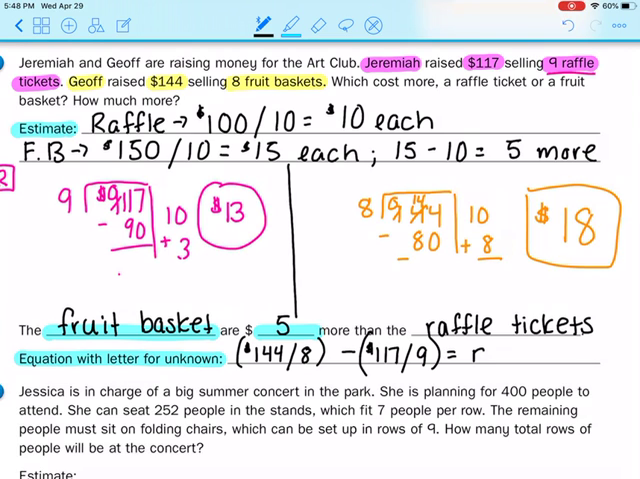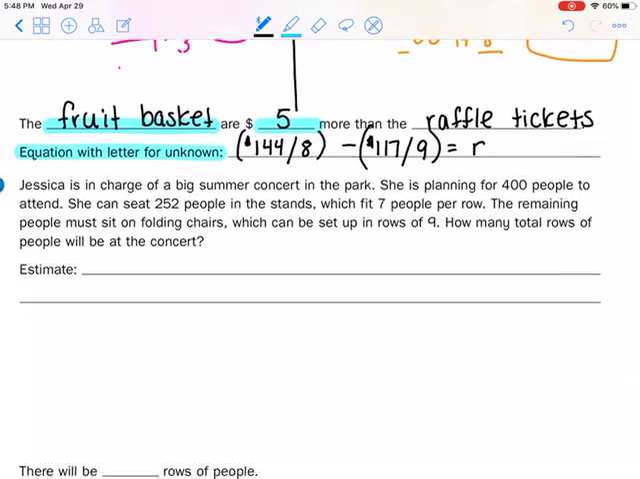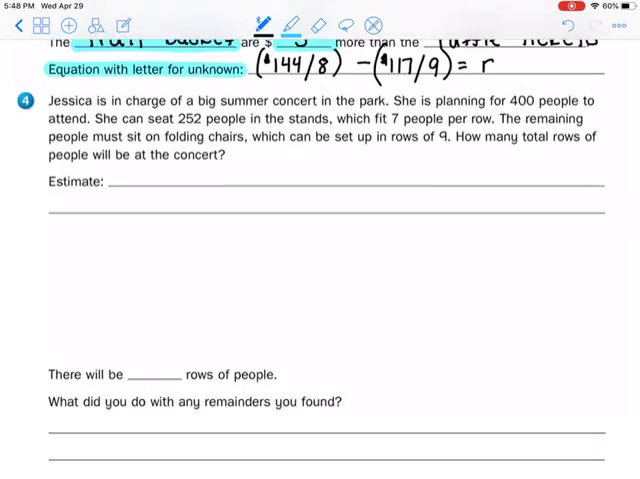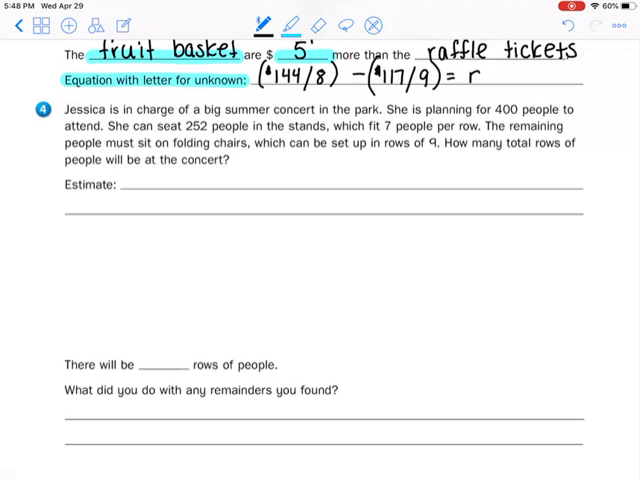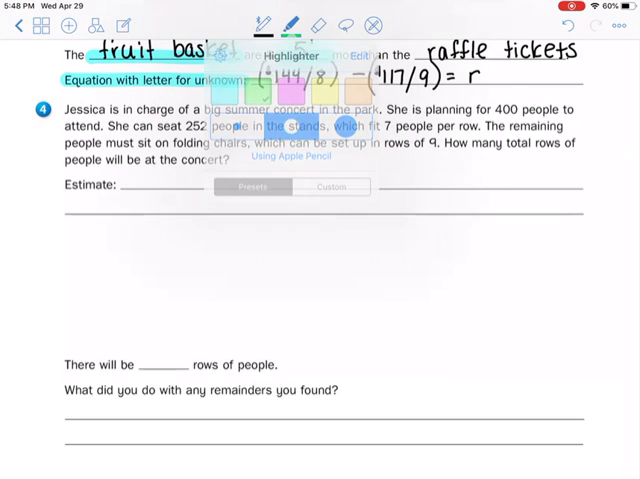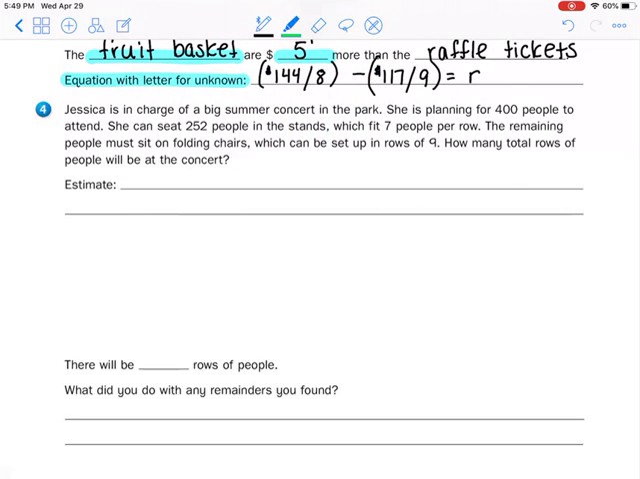Okay, we're done with problem 3. Last but not least, problem 4. So Jessica, oh, that's my sister's name. Jessica is in charge of a big summer concert in the park. She is planning for 400 people to attend.